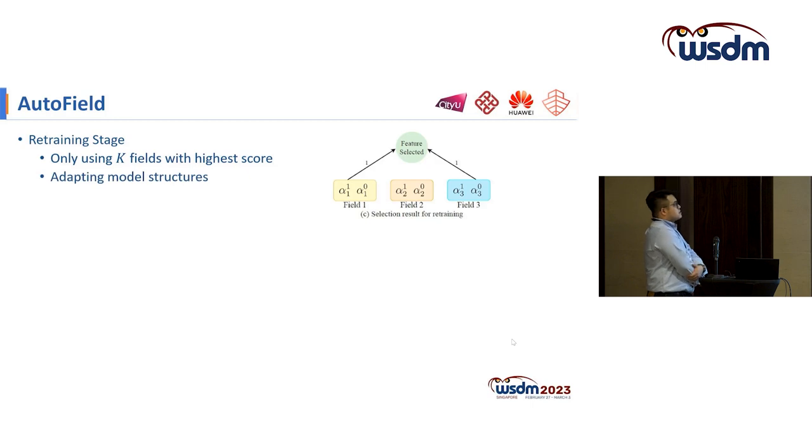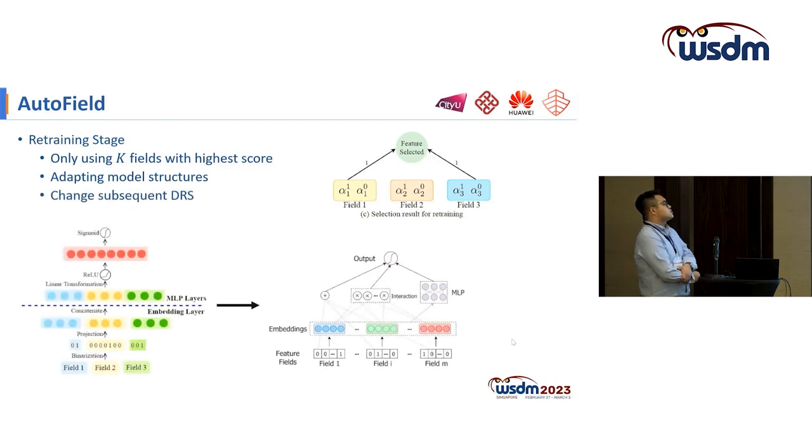In the second step, we should adapt the model structure. In the search stage, we keep the embedding parameters for the non-predictive features, which we drop in the retraining stage. We should omit these parameters and just keep the parameters for feature field one and feature field three. The last step, we may change the subsequent deep recommender system from the first stage of AutoField. We may use the MLP in the search stage and change to DeepFM in the retraining stage.